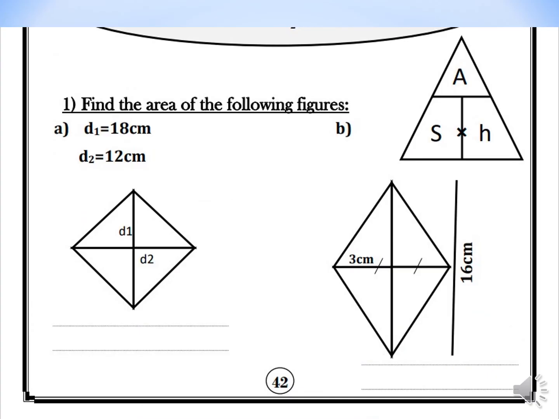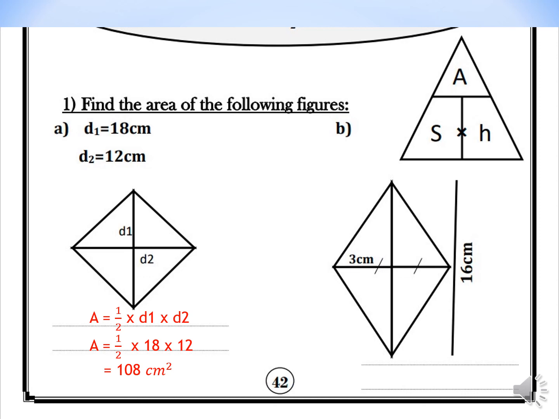In number 1, find the area of the following figures. I have here a rhombus, diagonal 1 equals 18 and diagonal 2 equals 12 centimeter. So I will use the rule of the diagonals. Area equal half times diagonal 1 times diagonal 2. So the area equal half times 18 times 12 equal 108 centimeters squared.